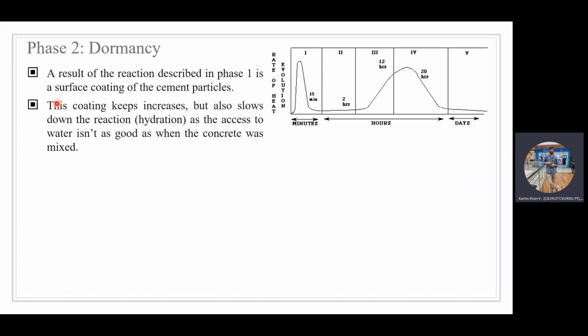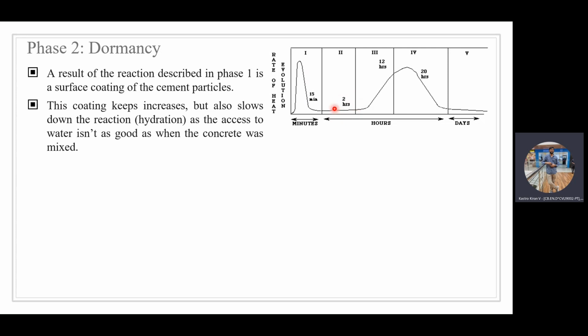So in the dormancy phase, the coating will get increased, and because of the increase in the coating process, the hydration process will get reduced. You can see in the first phase a peak is observed, and then a rapid reduction in the heat evolution process. And then in the dormancy phase, for the next 2 hours, this reaction will keep on happening. The hydration products will keep on increasing the coating and go into the deeper levels of the cement particles. Because of this, the heat evolution process will get reduced.